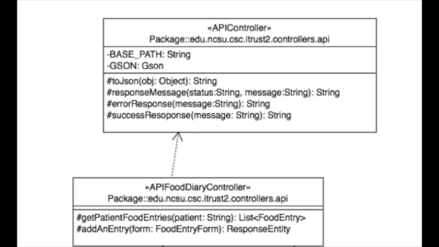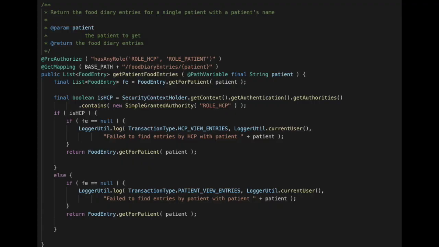The API food entry controller class provides REST endpoints to deal with food diary entries by using the get patient food entries and add an entry methods. The get patient food entries method is used by the HCP and the patient to view all food diary entries of a specific patient. It takes the patient's name as a parameter and returns the food diary entries for this patient.